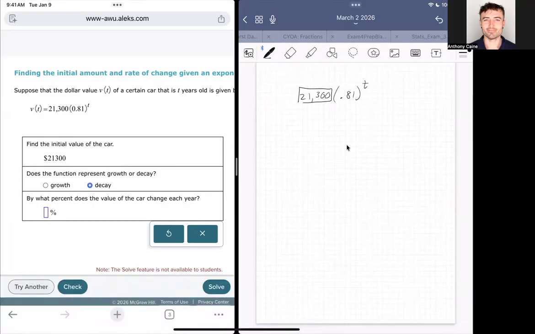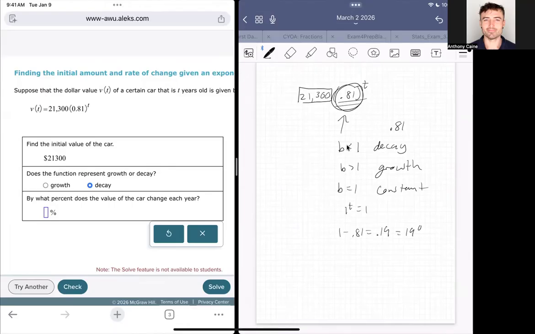This is a decay, and so this number, 0.81, whatever number shows up there, if I call it B for base, okay, if B is less than 1, that's decay. If B is bigger than 1, that's growth. Okay. By what percentage does a car change each year? So if B was equal to 1, this would just be constant. It's not going up, it's not going down. 1 to the t is always 1, right? So if this value is just 1, it would stay the same. So the percentage change is how far away from 1 we are. So 1 minus 0.81 is 0.19. That's 19%. Okay.